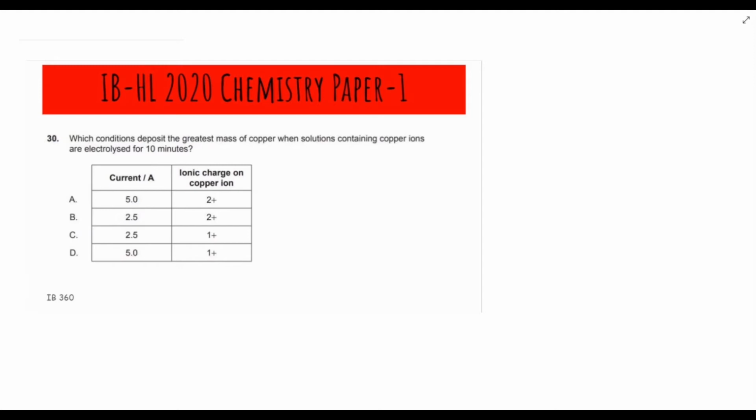Now let's start with question 30. In this question, we need to find out which condition deposits the greatest weight of copper when solutions containing copper ions are electrolyzed for 10 minutes. So let's start by writing the formula. We have derived a general formula: weight is equal to molar mass times current times time divided by the Faraday constant, that is 96500, times the charge on the ion.